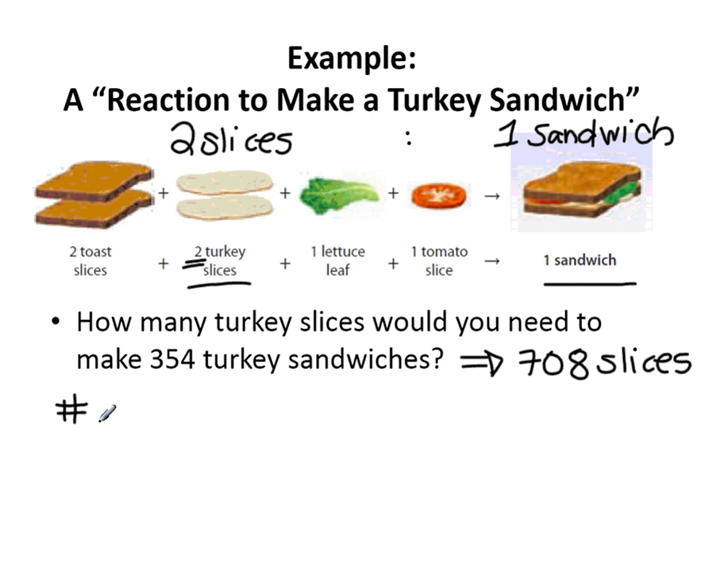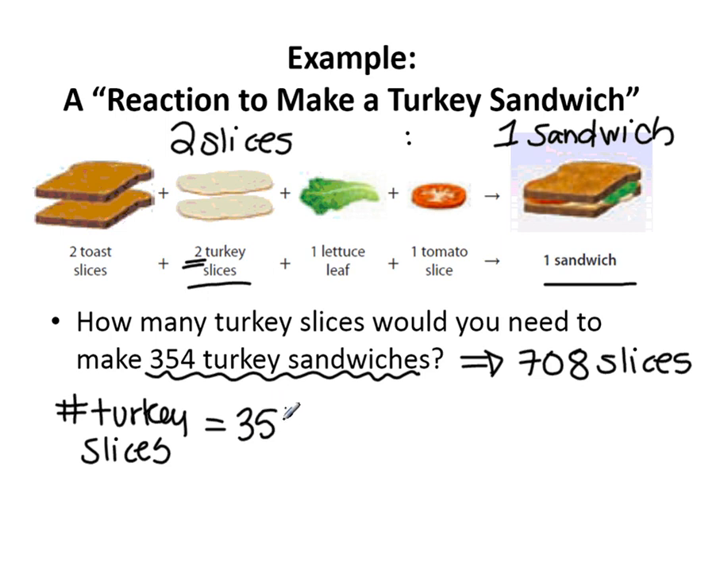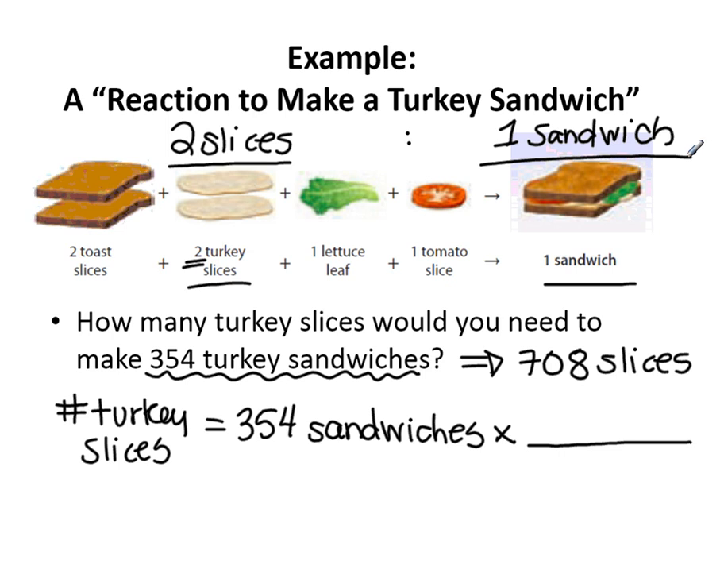Write down what we're trying to solve for, number of turkey slices, and then I start with the number that I'm given. So in this question, my ingredient here is my product, 354 sandwiches. And then I'm going to multiply it by my ratio. So my ratio again, we're going to put in as a fraction. I've got slices over sandwich. So one has to go in the numerator, one has to go in the denominator.